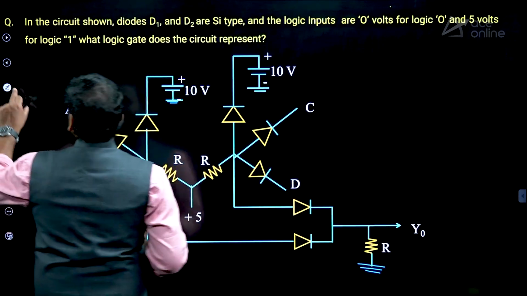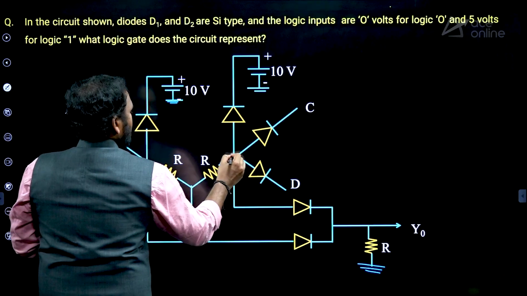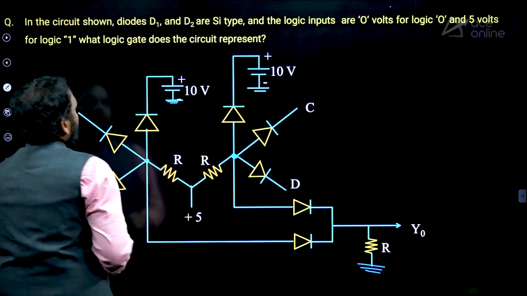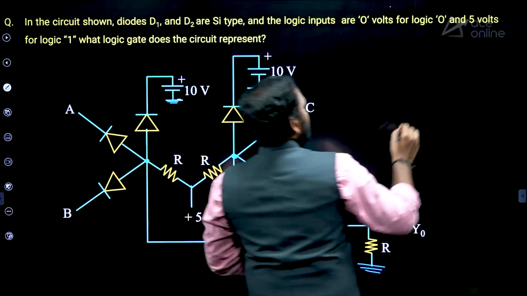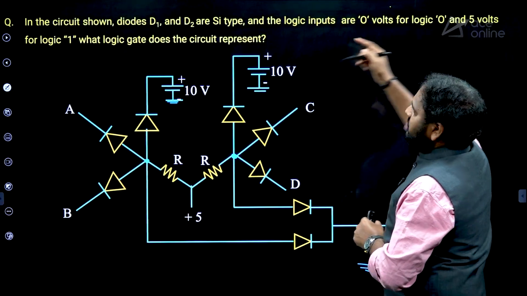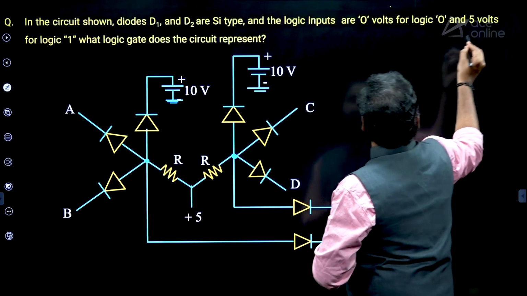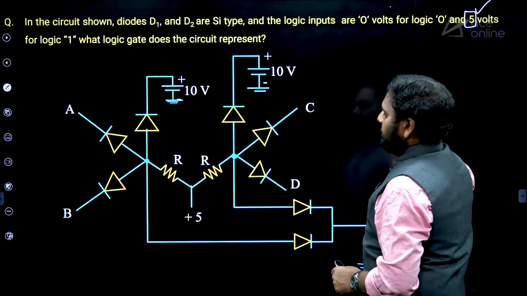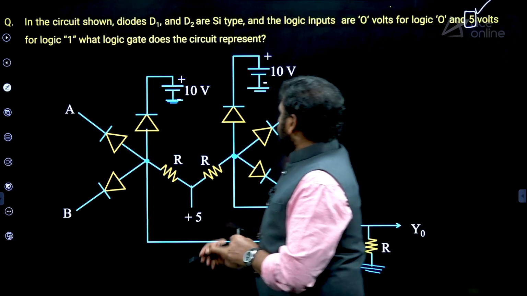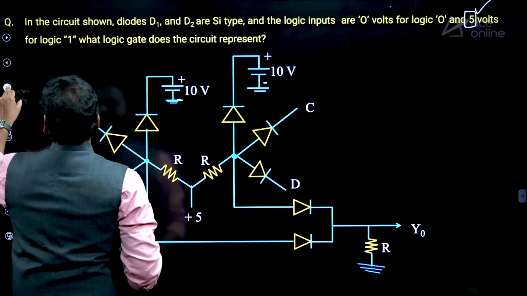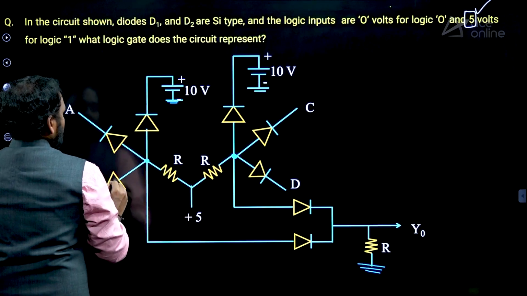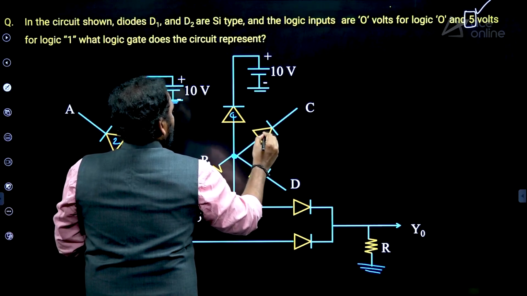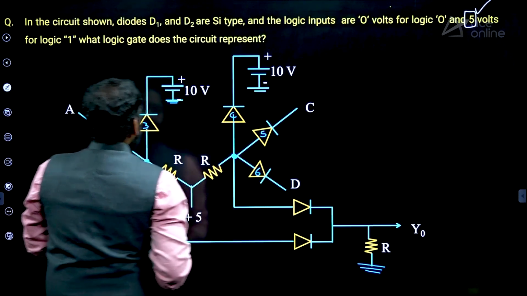These are the dots, interconnections, okay, like this. Point number 1. What is the highest voltage in the circuit? 5 volts for logic 1. So the highest voltage is 5 volts. 5 volts is the highest input. But these diodes, I will give you the numbers: 1, 2, 3, 4, 5 and 6 diode numbers, okay.